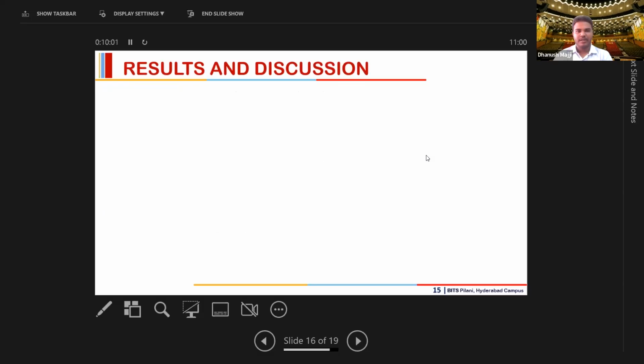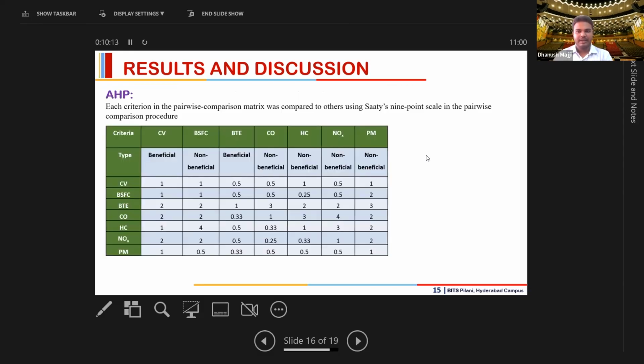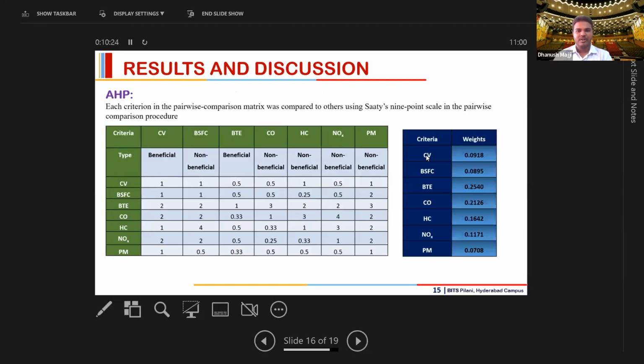Now let's speak about the results and discussions. First of all, we'll see AHP. Each criterion in the pairwise comparison matrix was compared to the others using the Saaty scale, and consequently the pairwise comparison procedure followed. So this is the pairwise comparison matrix which we used. Here we can see the CV, BSFC, BTE, CO, HC, NOx, and PO comparisons. These are the weights which we obtained for the criteria which we used.